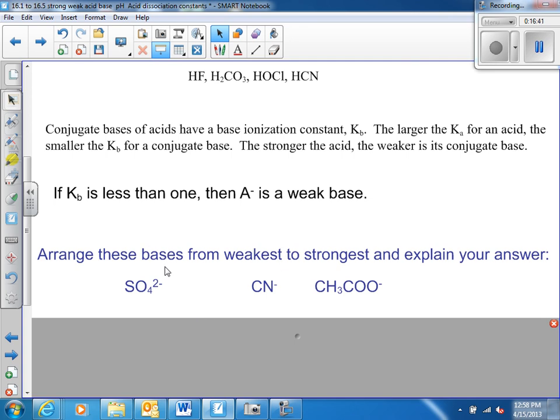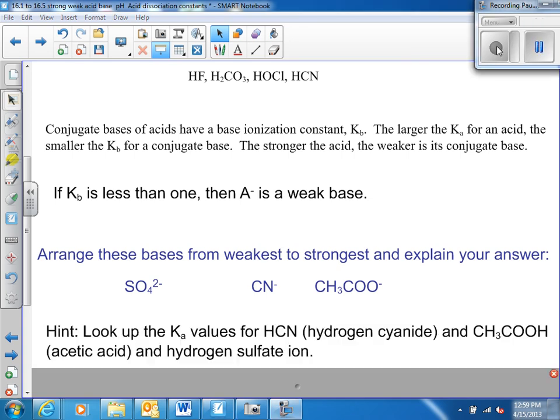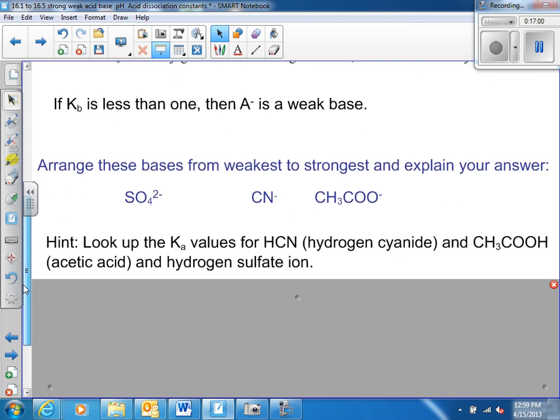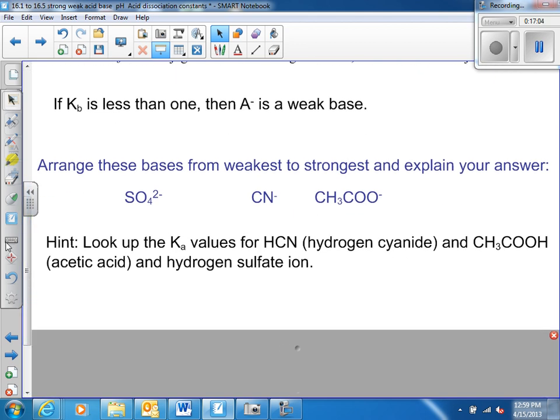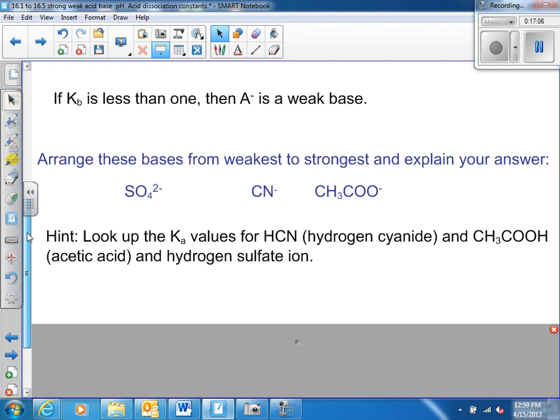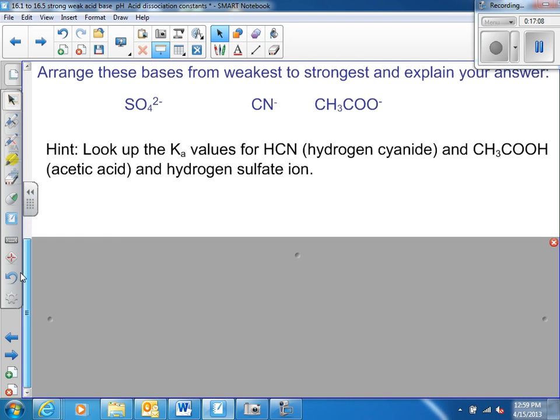So we're going to rank these from weakest to strongest as bases. Rank these bases. So I've only given you Kas. You need to look up the Kas for all of this, and the bigger the Ka, the weaker the base. So the smaller the Ka, the stronger the base. I'm going to pause and put up the answer. You take some time, look at your Kas in that chart, and see if you can figure it out. I gave you a little hint here. Okay, so pause. I'm about to show the answer with a big explanation.